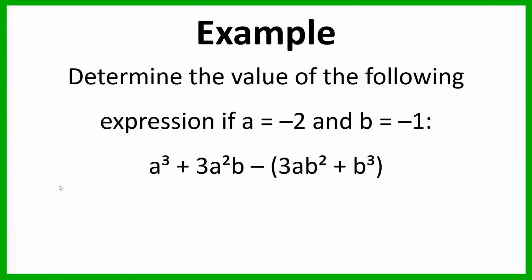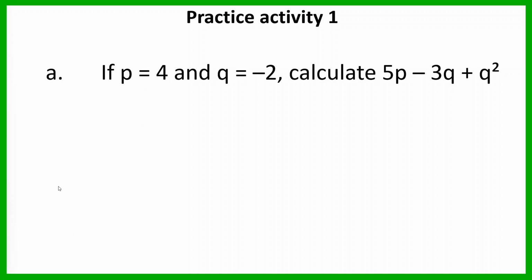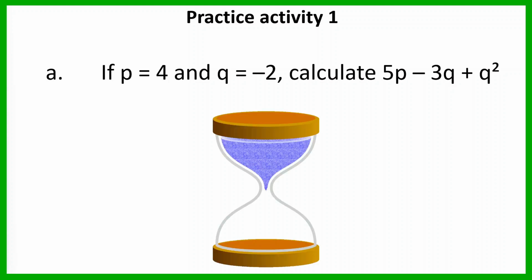Here's the first one that you're going to do. We've got, if P is 4 and Q is -2, you need to calculate the value of the expression 5P minus 3Q plus Q squared. I'm going to give you 1 minute to work this one out.